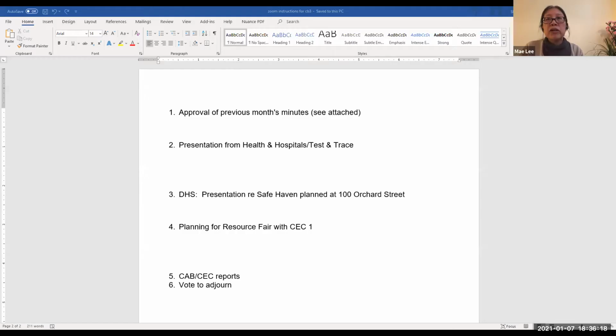The next agenda item will be a presentation from the Department of Homeless Services. There is a proposed safe haven facility at 100 Orchard Street, and we'll be hearing from DHS and also the service provider who will be running that space. And then finally, we will be having a planning discussion about a parent resource fair that we would like to co-sponsor with CEC1, the Community Education Council, District 1. So that'll be more of a planning group session. Those are the three main substantive items of today's meeting.